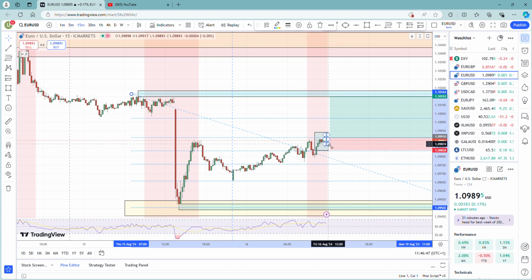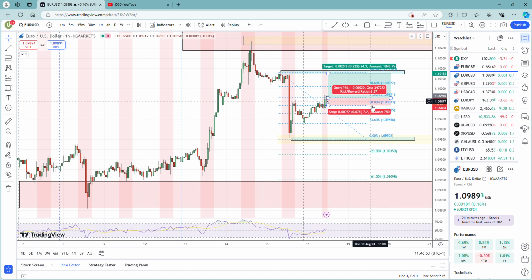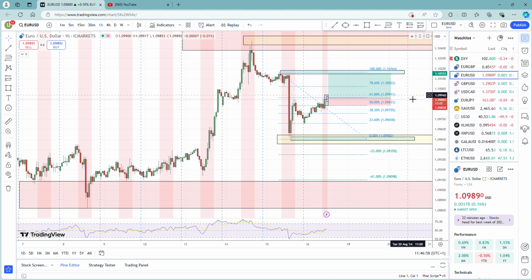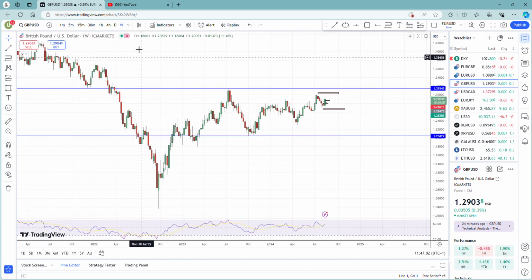Okay, so I'm not actually going to take that trade because you can see the candlestick currently, so I'm just going to wait and see how it plays out. But this trade setup is risking 7 pips to win 24, so that's a 3.3 risk to reward ratio. Let's move on to GBP USD.